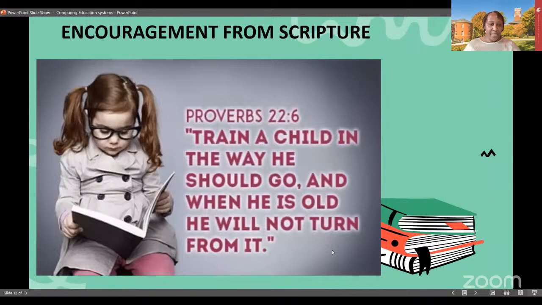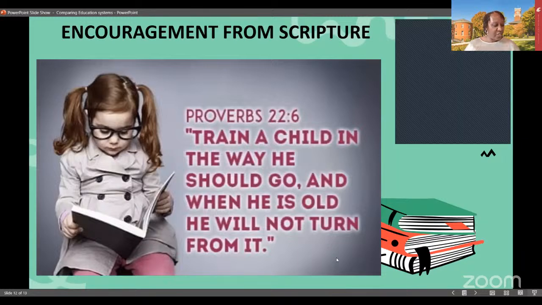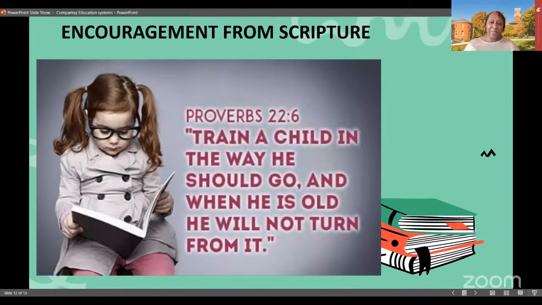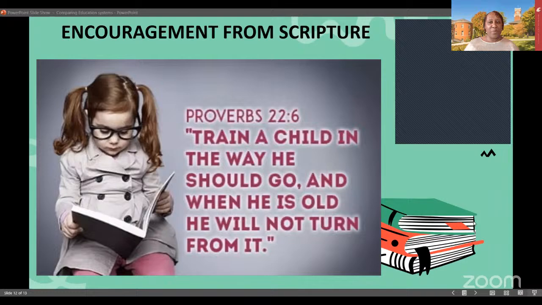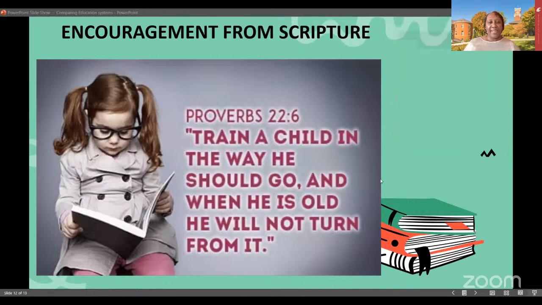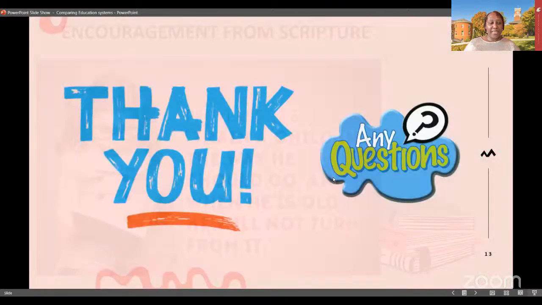This is my last verse probably. "Train a child the way they should go, and when they are old, they will not turn from it." So depending on what it is you wish your child to engage in, work hard to make sure they get wherever they should get, and that will be helpful. And I think that marks the end of my presentation today.